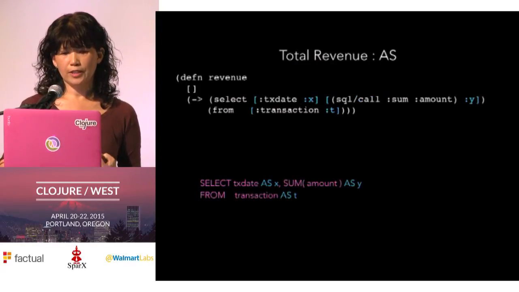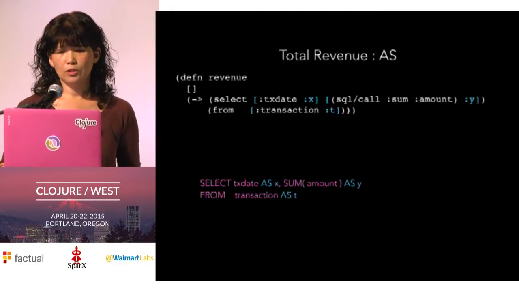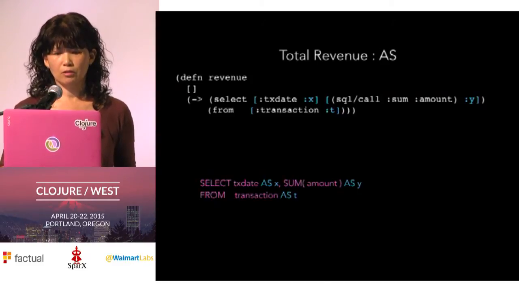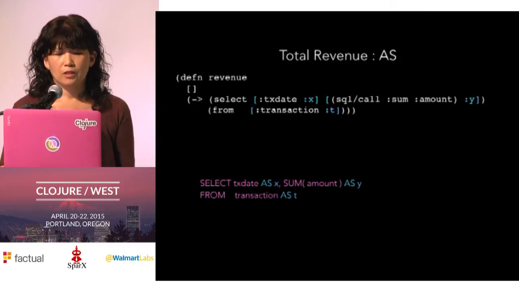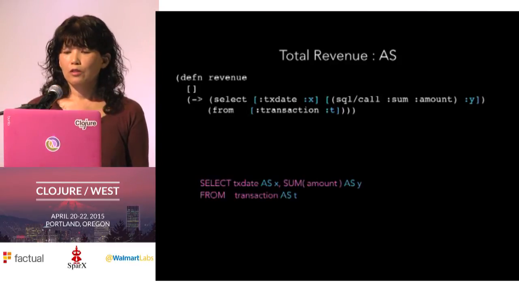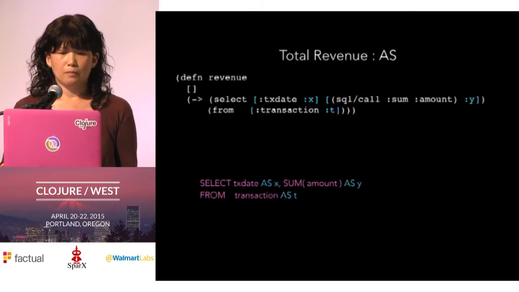Since our graph needs X and Y values, let's call the date column X and the amount column Y, and also call the table alias T. The format for an alias of a column or table name is a vector of 2 keywords. The first item is the column or table name, followed by the alias name.